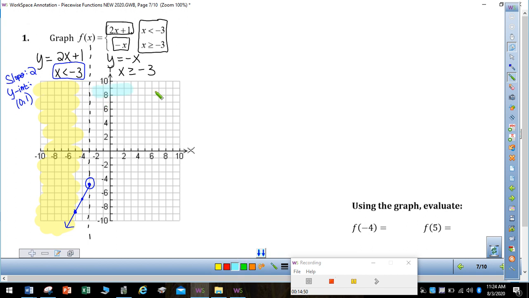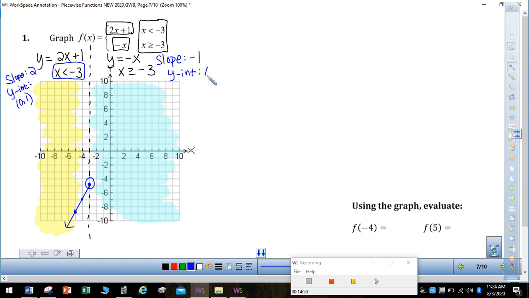All right, I'm going to bring my highlighter back to show that now this is the other side. And on this side, the line that we're graphing is going to be the line y equals negative x. Let's talk about that line. It's going to have a slope of -1, and it actually has a y-intercept of 0. Imagine that it's a plus 0 on the end. If you don't see a y-intercept, it's a y-intercept of 0. So let's go ahead and start at the y-intercept of 0.